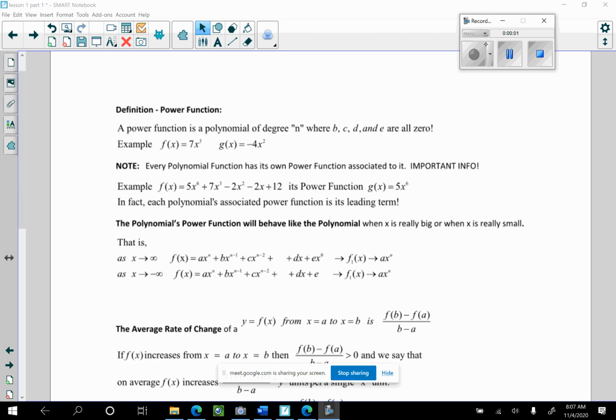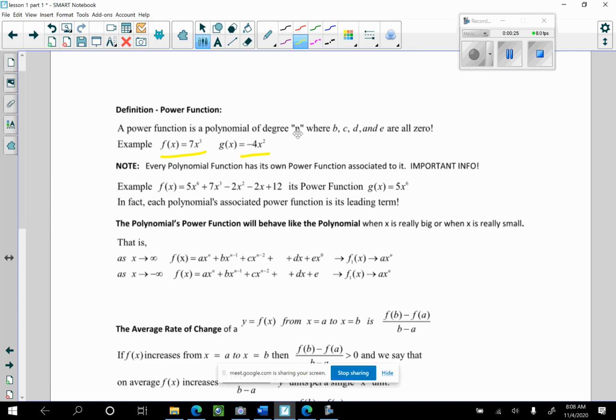Definition of a power function. A power function is a polynomial of degree n where a, b, c, d, and e are all 0. It's a single term. A power function is a single term. This is a power function. For example, this is a power function: 7x cubed. This is a power function: negative 4x squared.